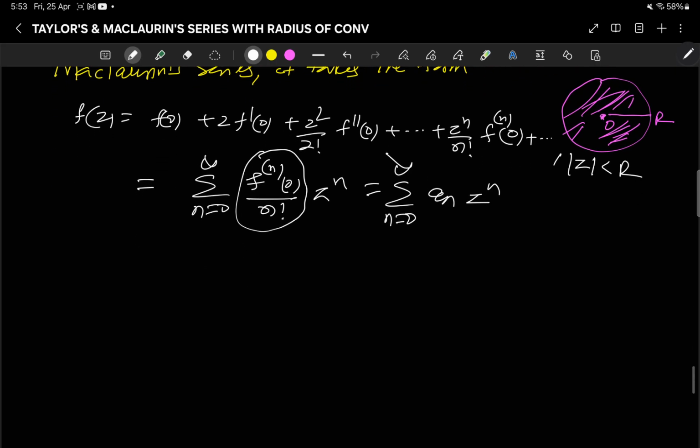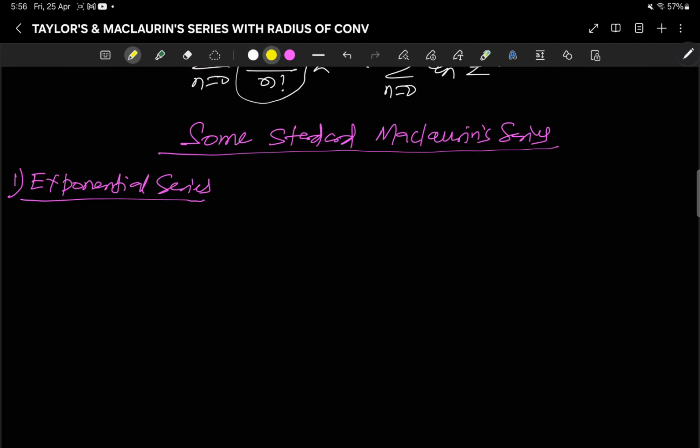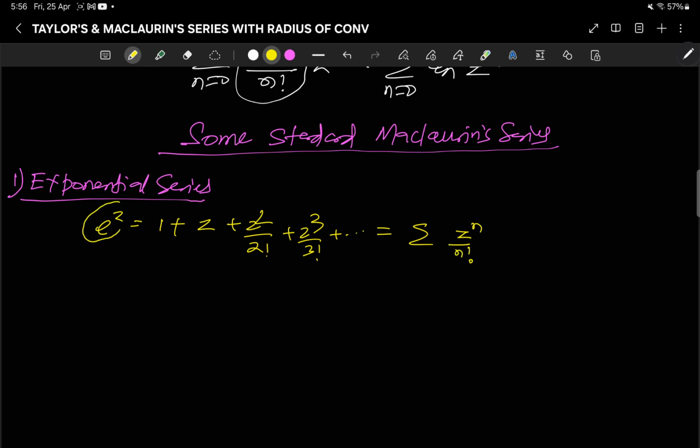Now we will write some standard Maclaurin series. Coming to some standard series, e^z is 1 plus z plus z squared by factorial 2 plus z cubed by factorial 3 plus so on, and we can write it as the summation of z^n by factorial n. If we find the radius of convergence, you see e^z is analytic everywhere, so the radius of convergence should be infinite. I can write it as mod z less than infinity.